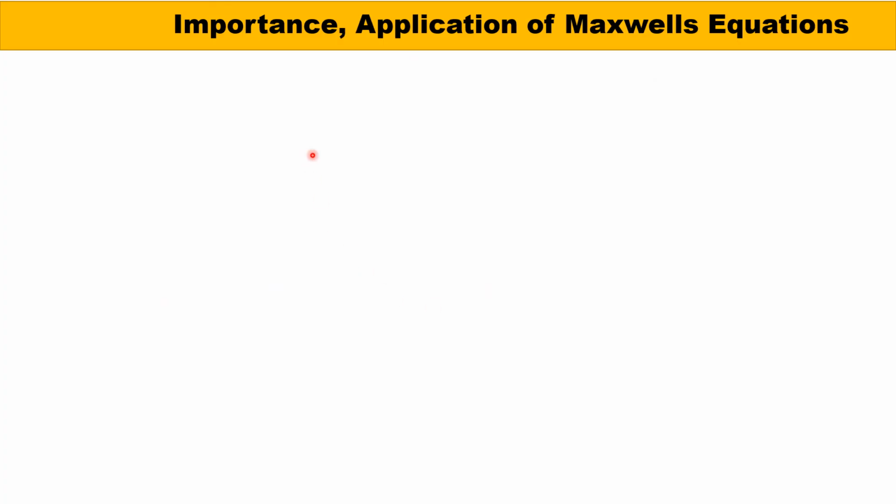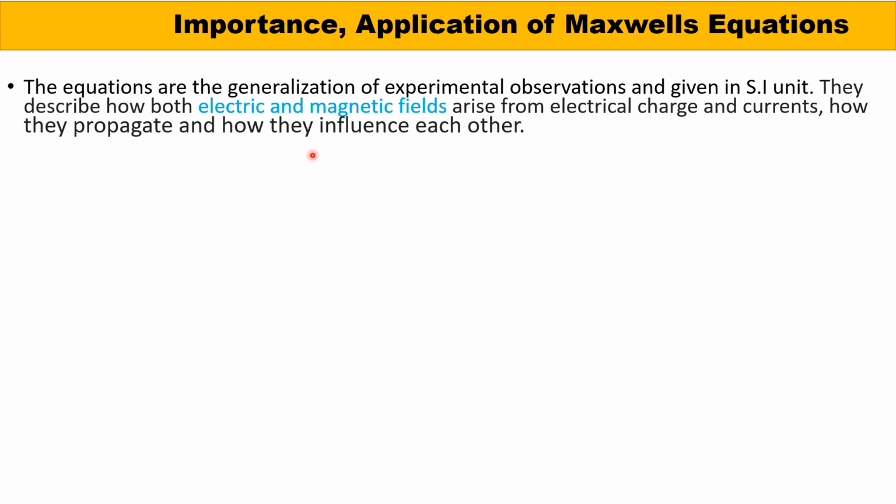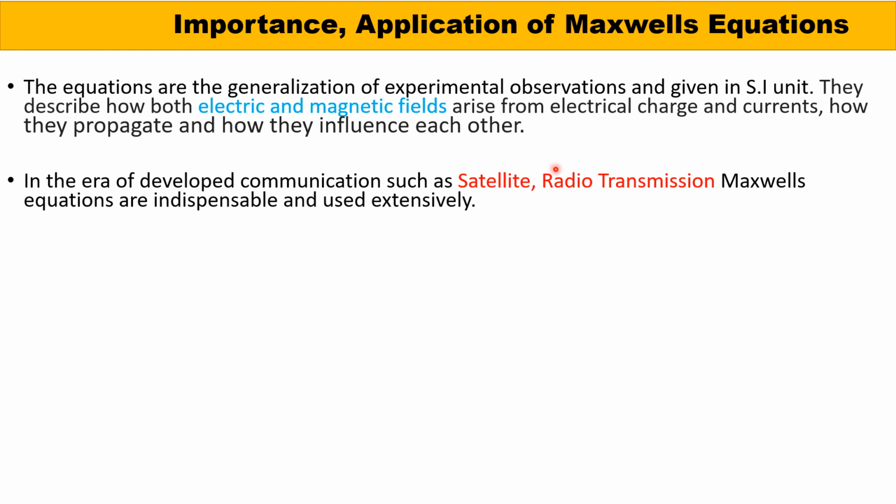Now at last I'll move to the importance of why we are studying Maxwell's equations. They are the generalization of the experimental observations, and they describe how the electric and magnetic fields arise from electric charge and current, as I have told in Maxwell's third equation, how the fields propagate, and how they influence each other. It is the time of developed communication, satellite, radio transmission, and Maxwell's equations are very indispensable and are used extensively in this era of communication.